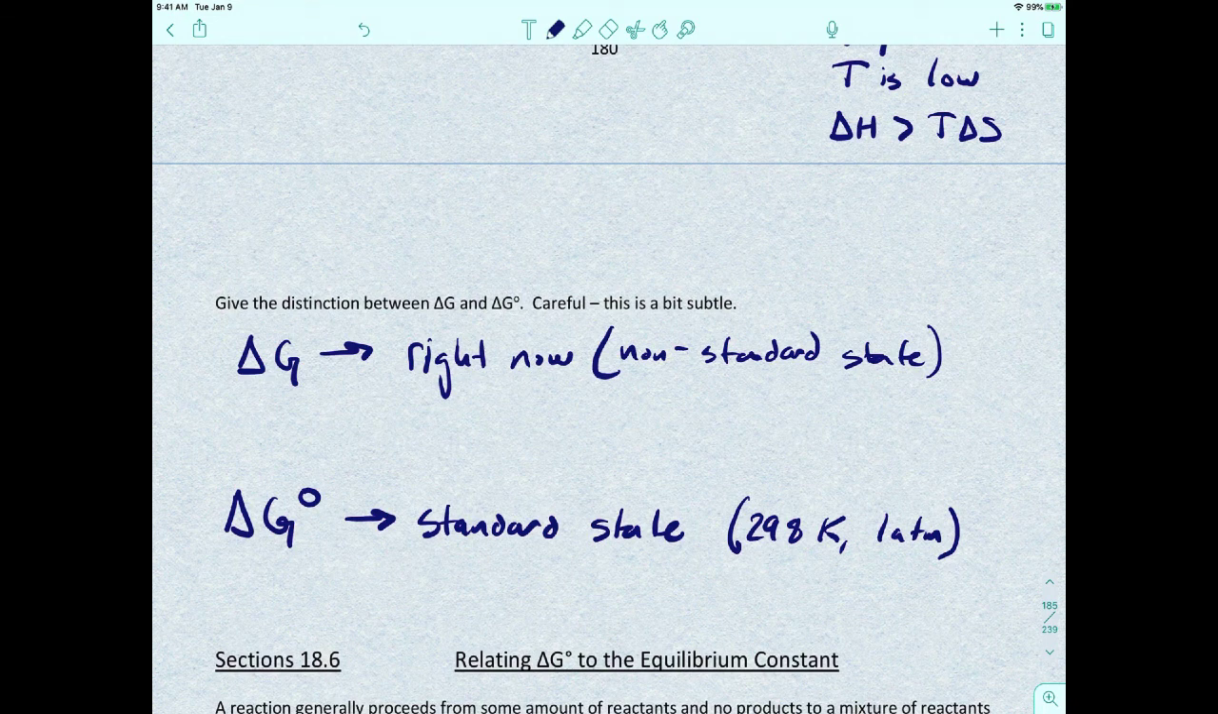You might be asking, well, who cares? What's the big difference? Well, that big difference is actually what we're going to talk about next. So there's got to be a way to relate the delta G at the standard state with delta G right now, and then tie in equilibrium to that mixture. And that's where we're going next.